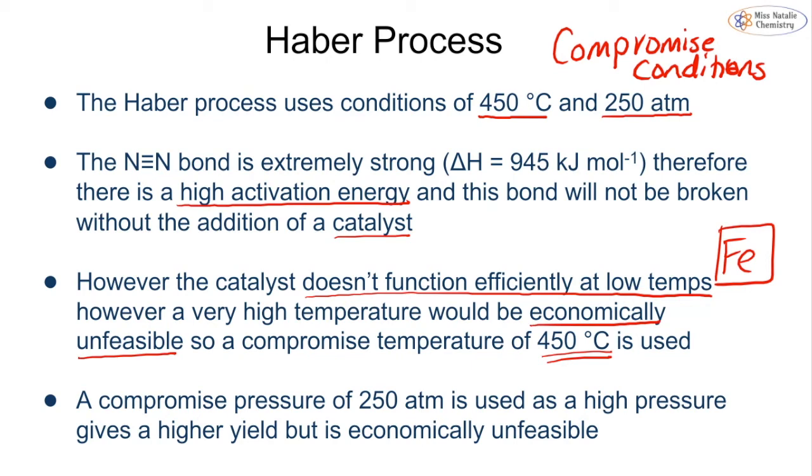Again, for a compromised pressure, we said that we would want the highest possible pressure, but the problem is that it does become economically unfeasible. So we need to find the balance of having a high enough pressure to encourage the equilibrium to shift to the products, but not too high that again our energy costs are going to be too high. So the compromised pressure that was used is 250 atmospheres.